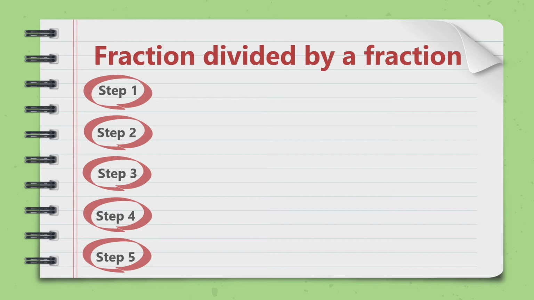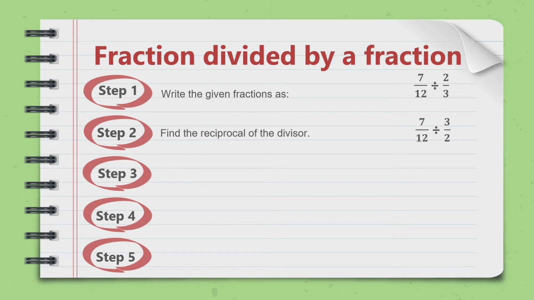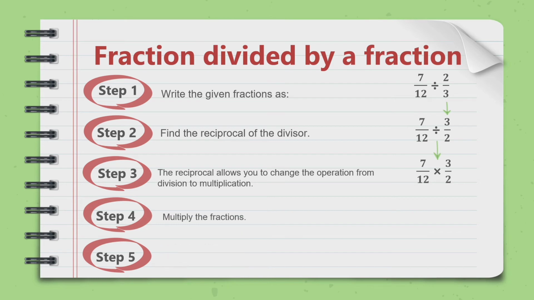Fraction divided by a fraction. First step is to write the given fractions as this: 7 over 12 divided by 2 over 3. So this is the given fractions. Step 2 is to find the reciprocal of the divisor. So from 2 over 3, it becomes 3 over 2. So the reciprocal allows you to change the operation from division to multiplication. Alright. And then multiply the fractions.